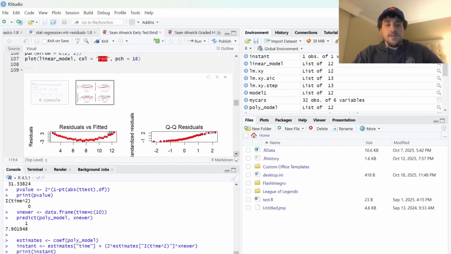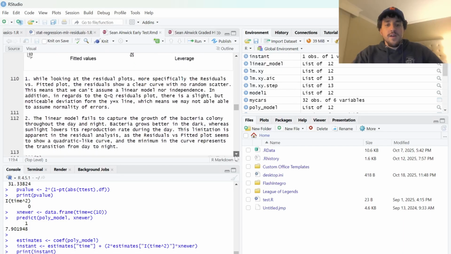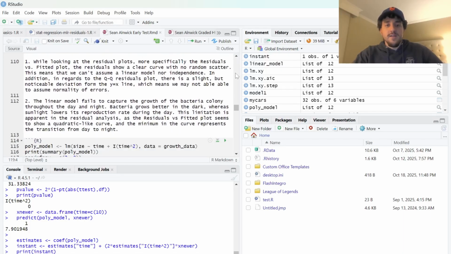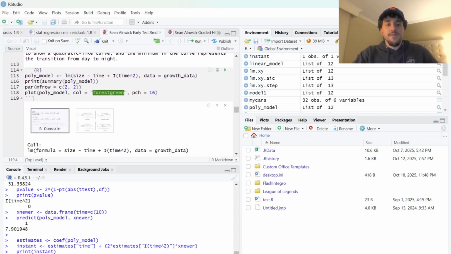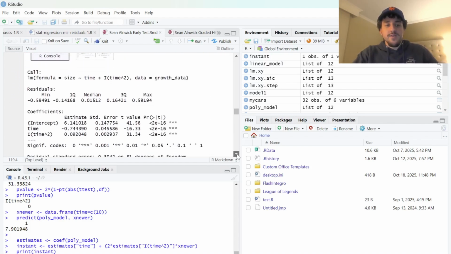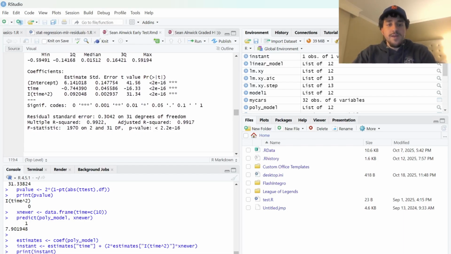So, in order to capture the biological fact that bacteria actually grow better in the dark compared to the day, we need to use a polynomial regression model through the interaction of time with itself. And looking at the polynomial model, the p-value is even smaller, the adjusted R-squared value gets larger, and the residual standard error value gets even smaller.